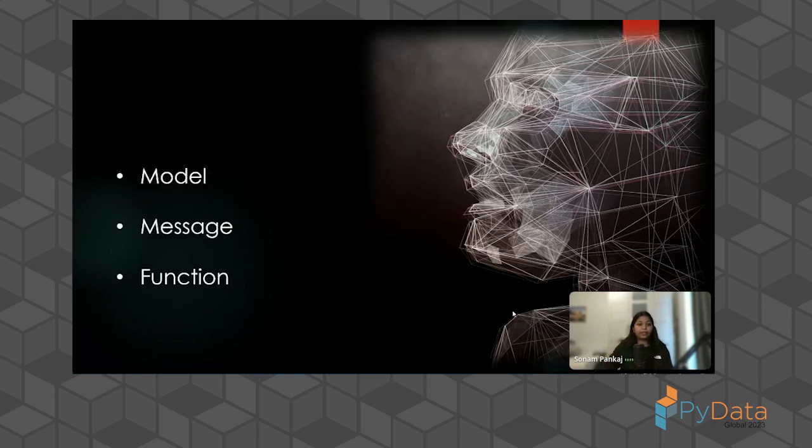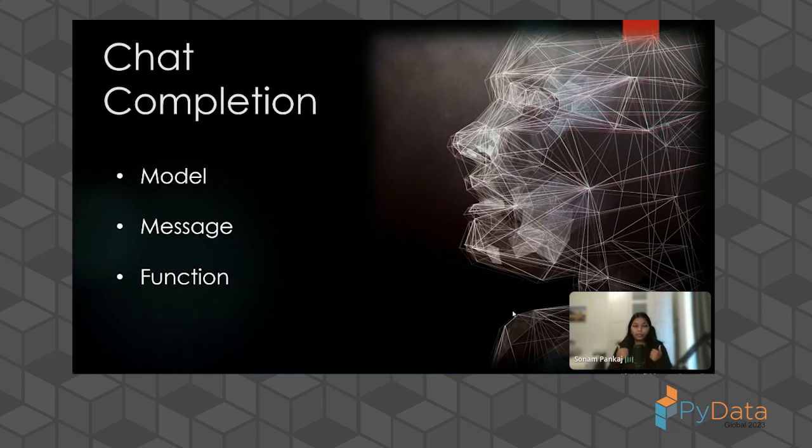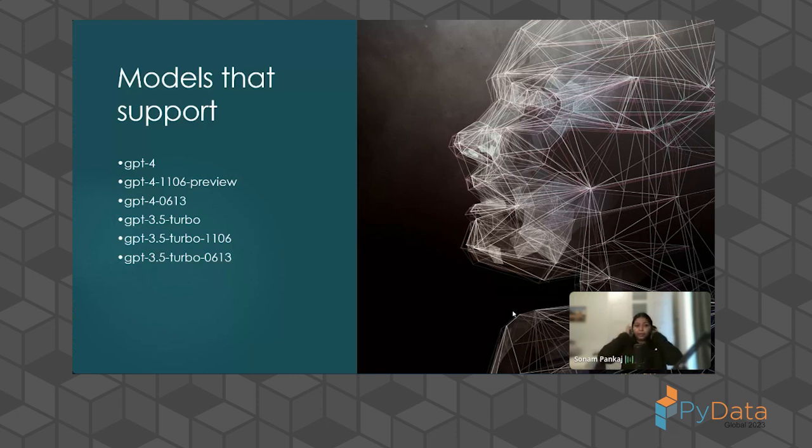Okay, so the three major parts of chat completion are the model, the messages, and the functions. The model that supports function calling is GPT-4. I mostly use GPT-3.5 Turbo. It basically works well for my use cases.